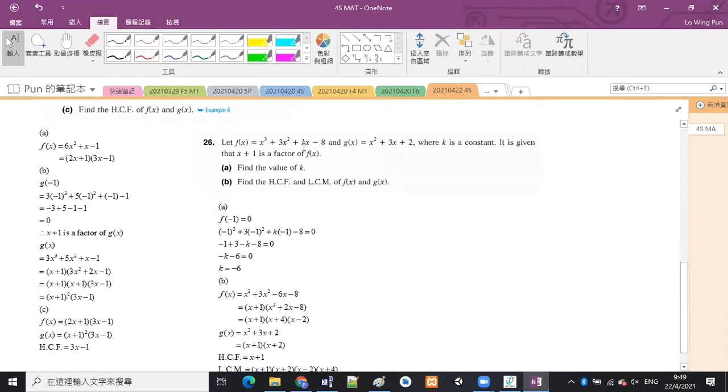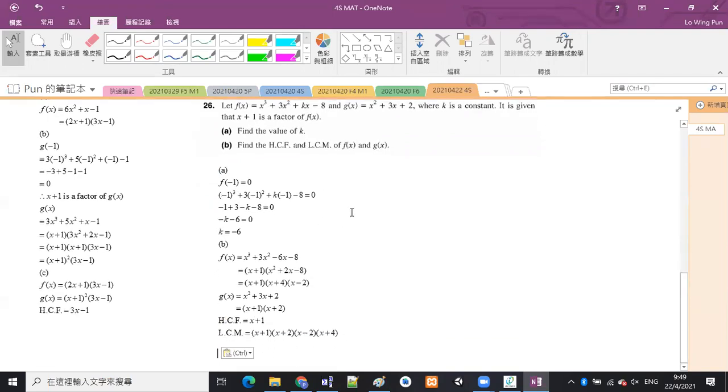And then for 26, we have f(x) and g(x), where f(x) is cubic and g(x) is quadratic. But we have an unknown k in f(x). So we need extra information in order to find the unknown k. The extra information is that x + 1 is a factor of f(x), which means that f(-1) should be equal to 0. So we find f(-1) ourselves and put it equal to 0. And then we can find that k is equal to -6. Okay, so this is the knowledge from chapter 6, remainder theorem and factor theorem.